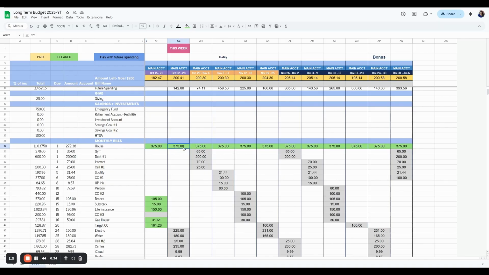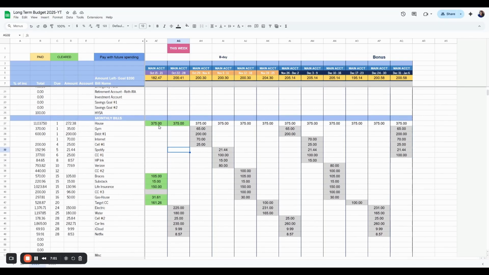Anything that's highlighted in green, actually, I don't know why this is all highlighted in green. There we go. Actually, this one needs to be green. Green is if it's cleared. Up here, yellow is paid but not cleared through the bank. Green is cleared through the bank. And then blue is if I'm planning to use our future spending account for that cost.